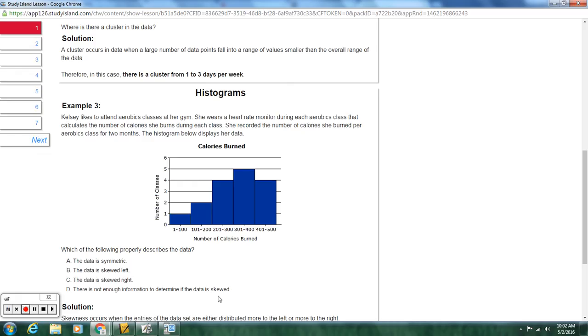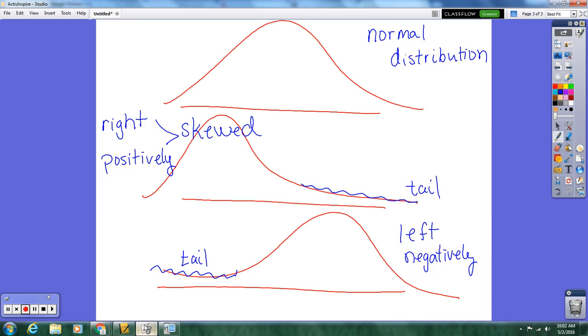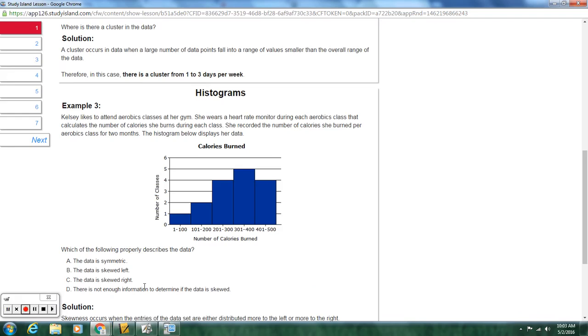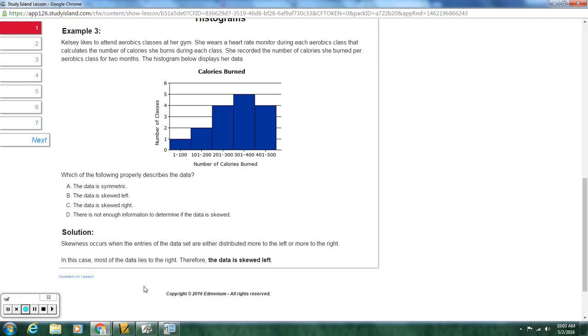So based on this drawing here, which one do you think it would look like? It looks like more of the data's over here, right? So skewed left. It tells you the solution down there. And y'all just said the data was skewed left, which is pretty simple.